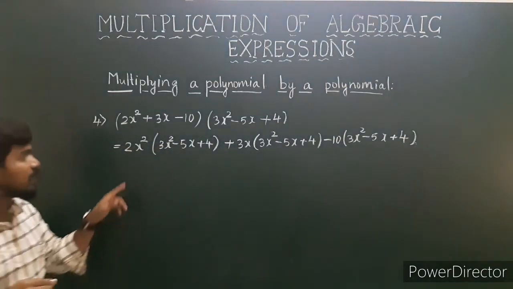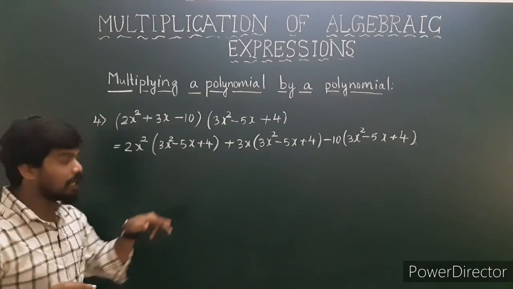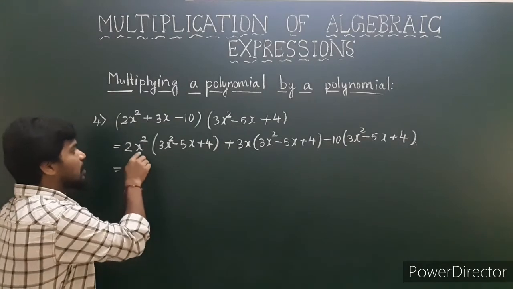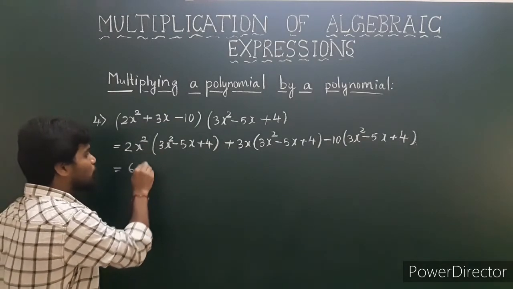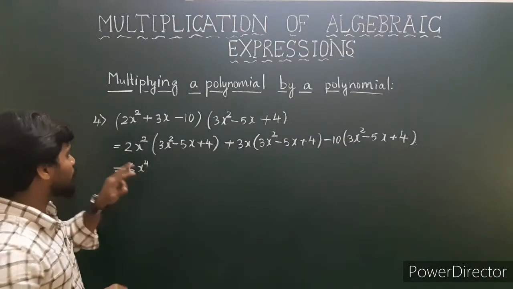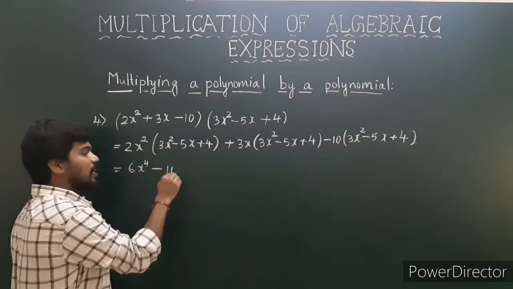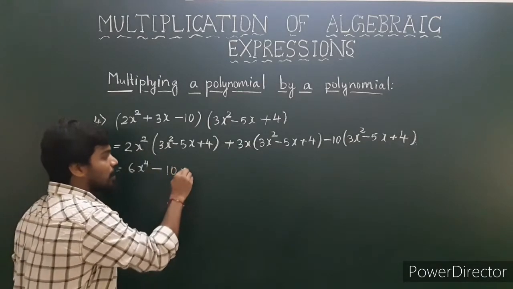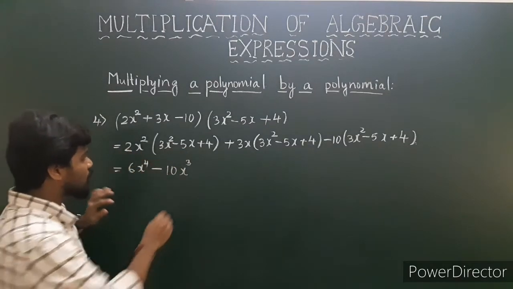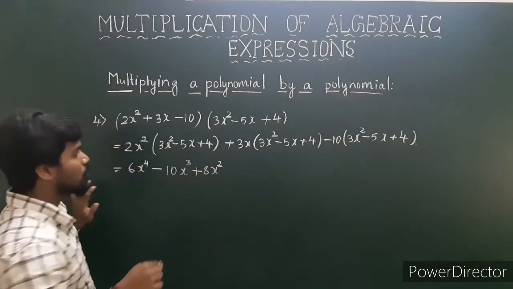So now multiply. So this is the monomial to trinomial. Monomial to trinomial. So you see that 2 3s are 6. X square into x square you get x to the power 4. So now first to second. So plus into minus. Minus 5 2s are 10. X square into x you get x to the power 3. So now 2 4s are 8. X square. So the first one over.